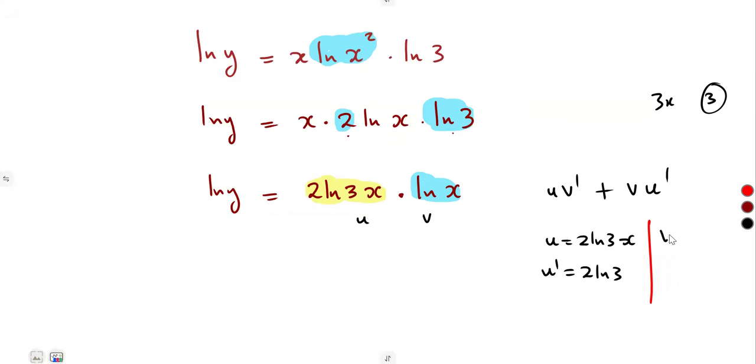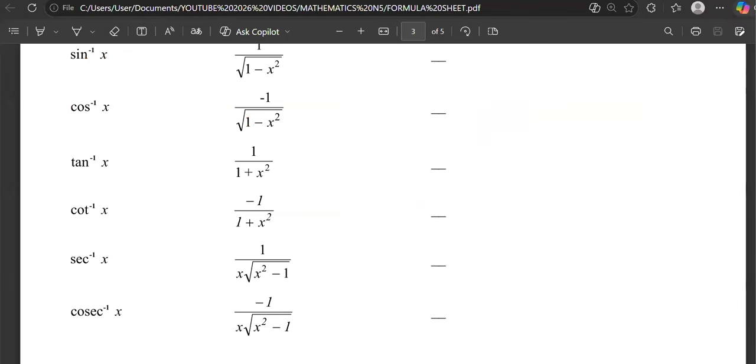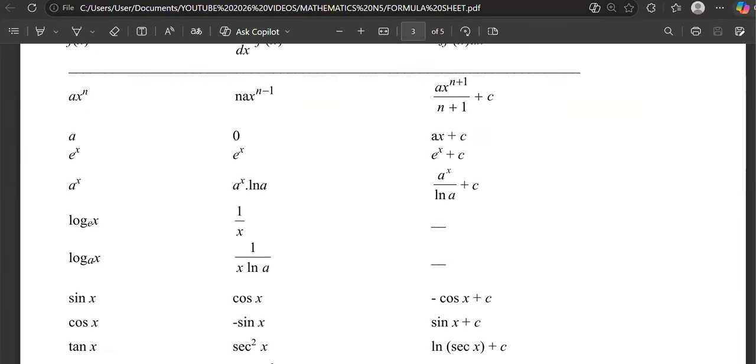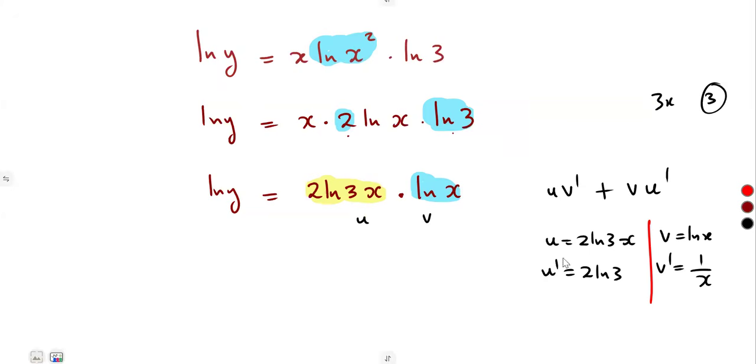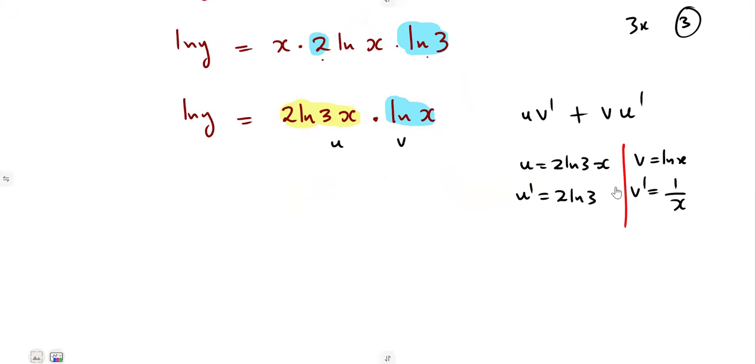Then as for v, our v represents the ln of x, guys. The derivative of ln is what? 1 over x. I think this one you are also given directly in your formula sheet. Remember, ln is the logarithm of x in base of what? E. This is the ln of x. Its derivative is 1 over x. So that one we can just substitute into our formula.